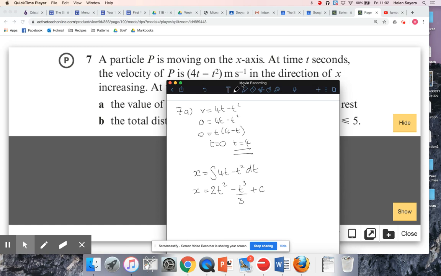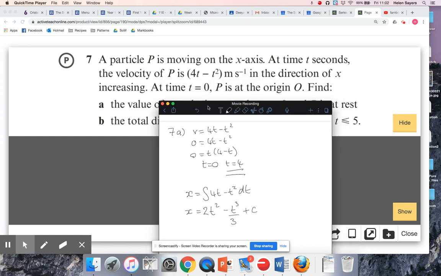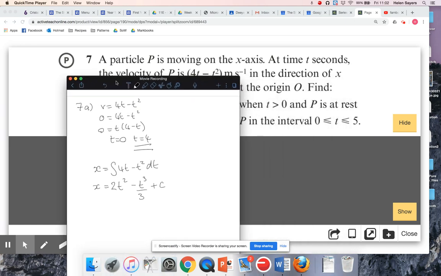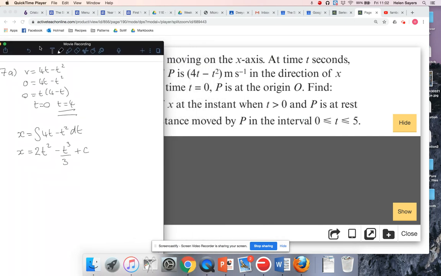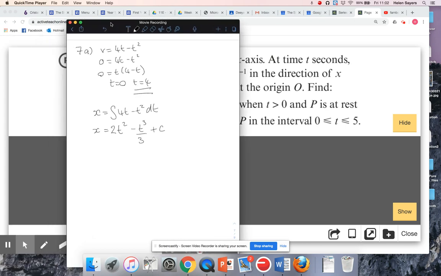And even if you've thought ahead and you've realised already that c is going to be 0, you still need to show that, okay? Because otherwise I think you've just forgotten about it. So when t is 0, P is at the origin. So that is telling me that when t is 0, x is 0. So c is going to be 0, but I just need to show that I haven't just forgotten about that. So my full equation for x is 2t squared minus t cubed over 3.